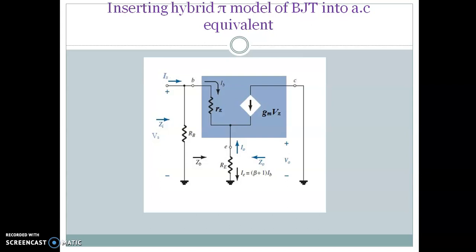Now we are interested in doing a small signal analysis, that is, we are supposed to find out the input impedance, the output impedance, the voltage gain, and then the current gain. So you can see that the input impedance Zi is nothing but RB, and if I take the base input impedance as ZB, then this will become RB parallel ZB.